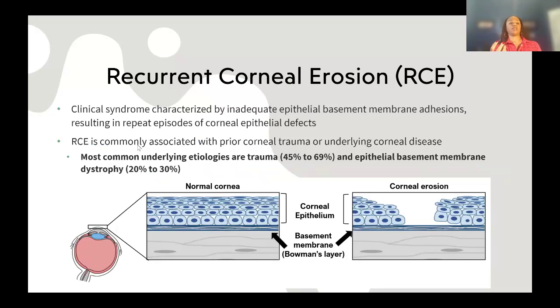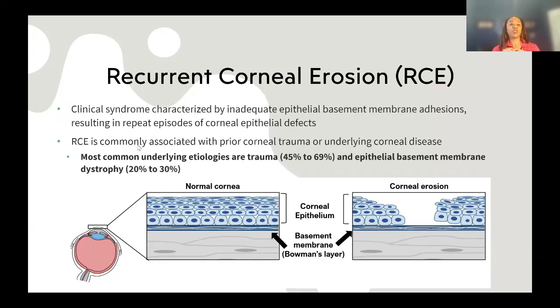We have to look at this as a clinical syndrome. This isn't really a one-off situation. This is something that patients deal with. It's a syndrome characterized by inadequate epithelial basement membrane adhesions, resulting in repeat episodes of corneal epithelial defects. If you look at the picture on the right, we have this very disrupted band of epithelial cells. They are trying to grow back together, but something's just not right. They won't grow back together properly, and that's part of this syndrome. They'll grow partially, but then they'll never get back to where they should be, which is on the left, the normal cornea.